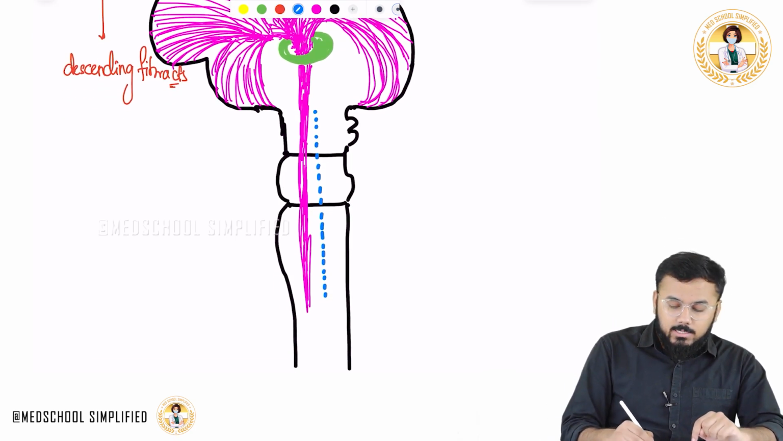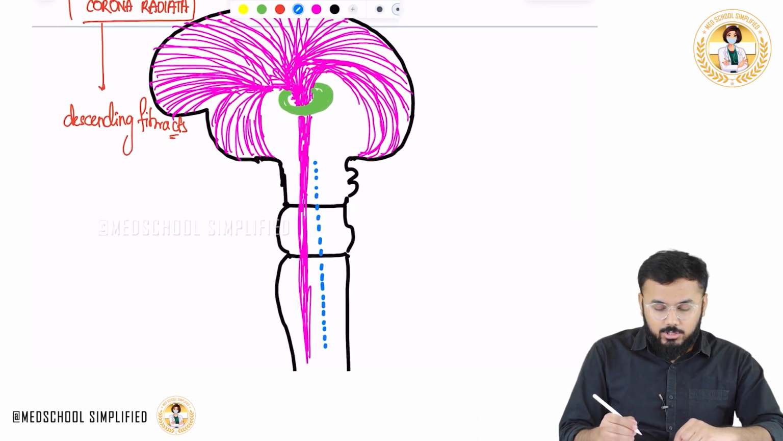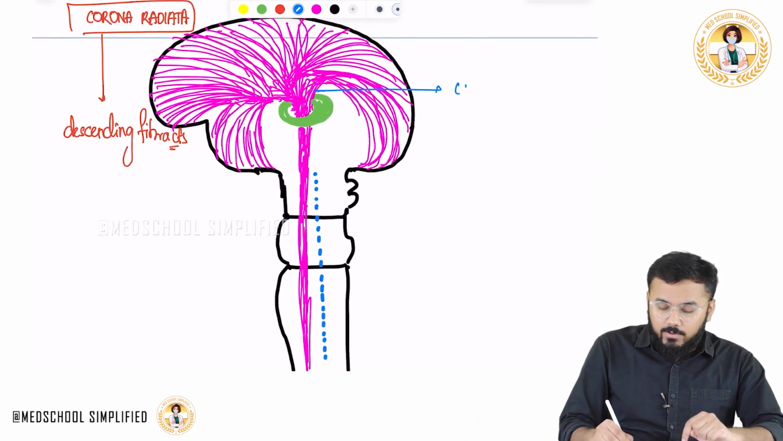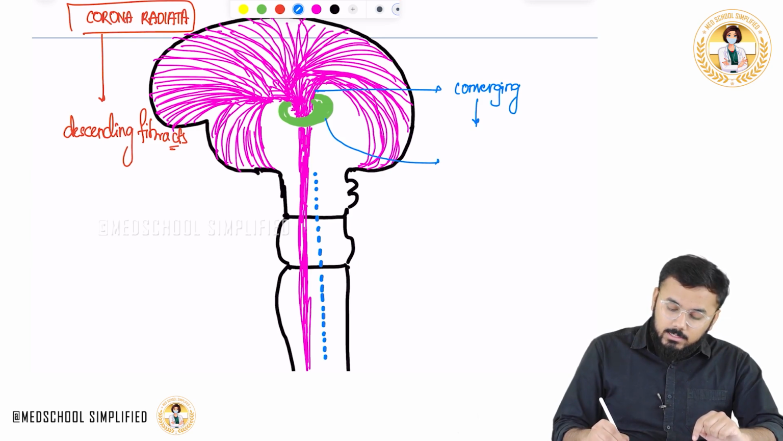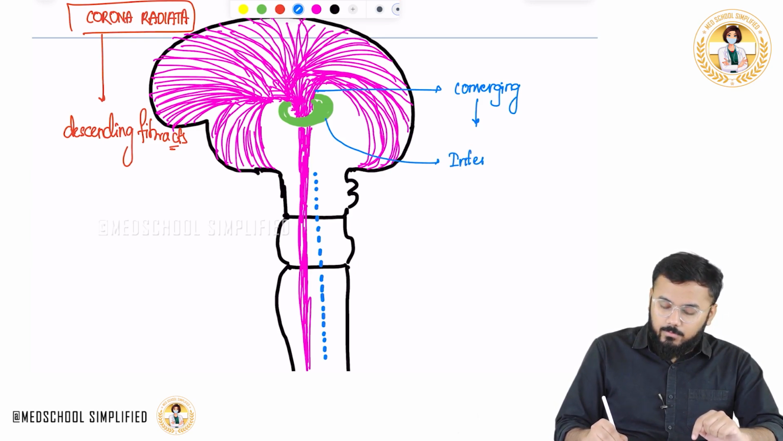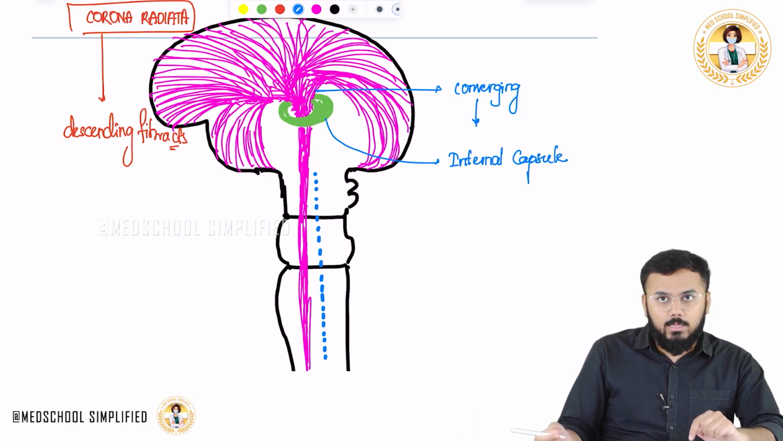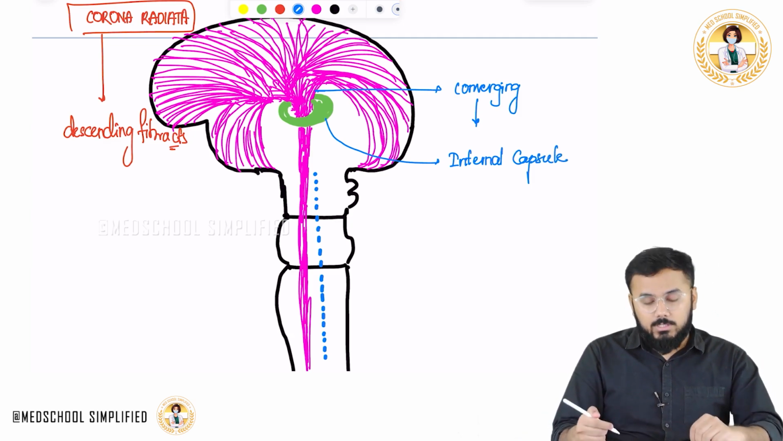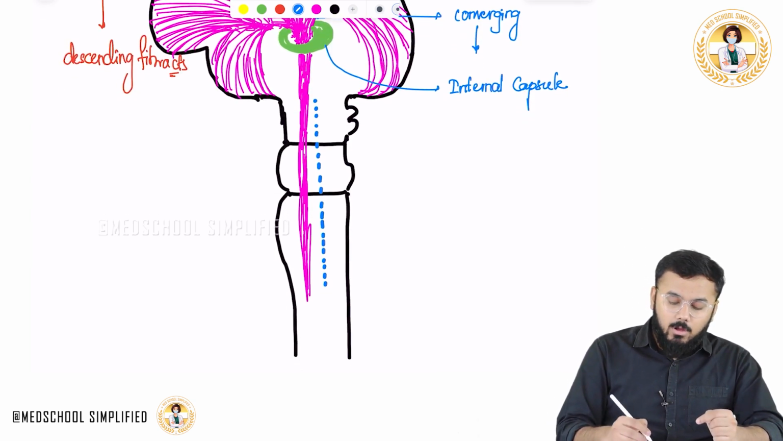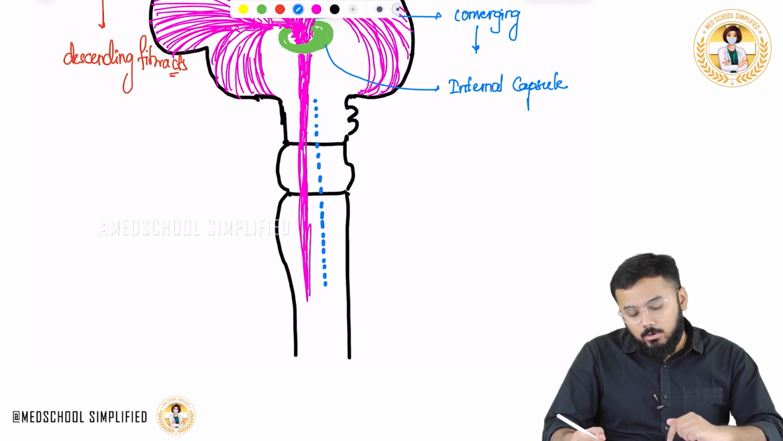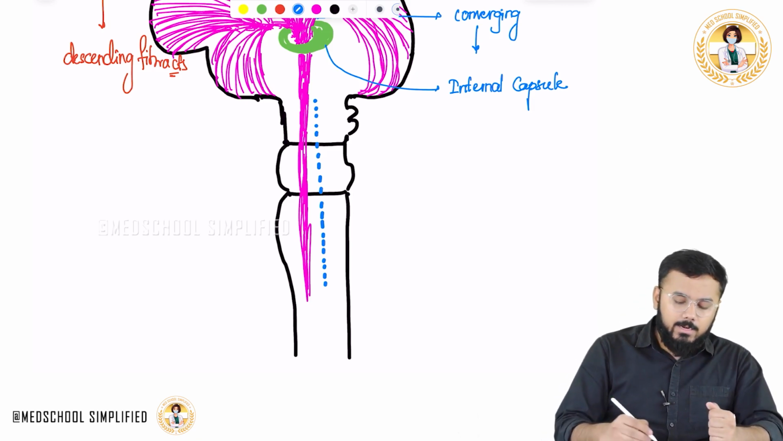Next important thing is that these descending fibers, all of them, converge. You see, all these descending fibers are converging. Where are they converging? They are entering through which one? What is this? This is the internal capsule. I hope all of you know what the internal capsule is. So all these fibers converge inside and pass through the internal capsule, and they come down through the ventral part of the midbrain.